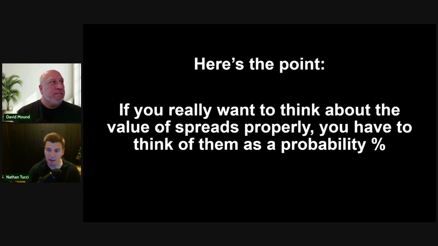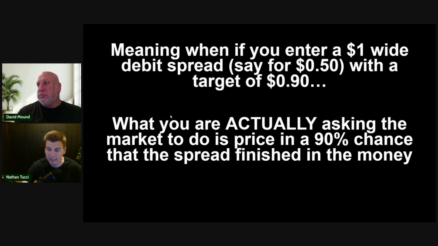So if you really want to think about the value of the spreads, you have to think of them as a probability percentage, right? That's really what matters, the probability percentage. And this is the part that I think people struggle with, but it's just the reality of the options market. If you enter a dollar-wide debit spread, let's say you pay 50 cents for it, and you put a target at 90 cents, what you guys are actually asking, this is really what you're asking. You're not asking theta, vega, anything else. What you're actually asking is the market to price in a 90% chance that that spread finishes in the money.